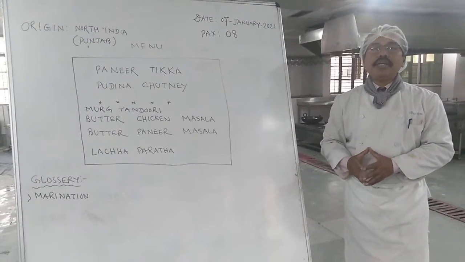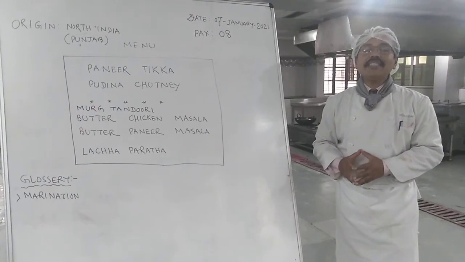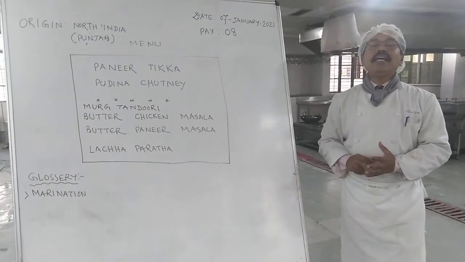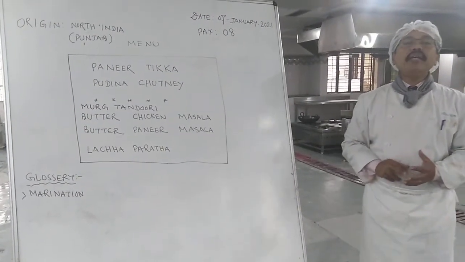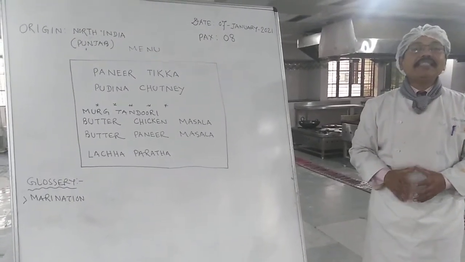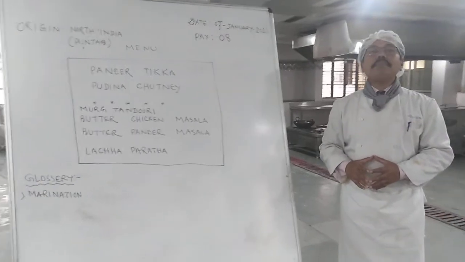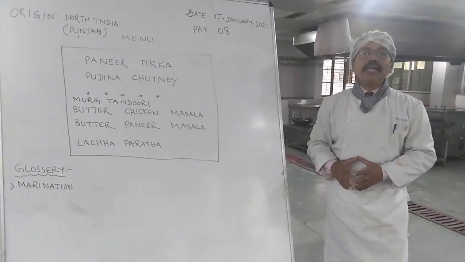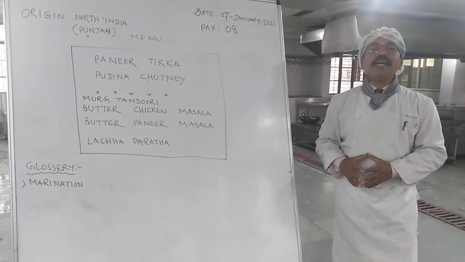Marinade is the mixture which is made by using, in this case, hung curd, Indian spices, turmeric powder, red chili powder, mustard oil, salt, and black pepper powder. So marinade is the liquid. Marination is the process of making the liquid and mixing it with the other ingredients.